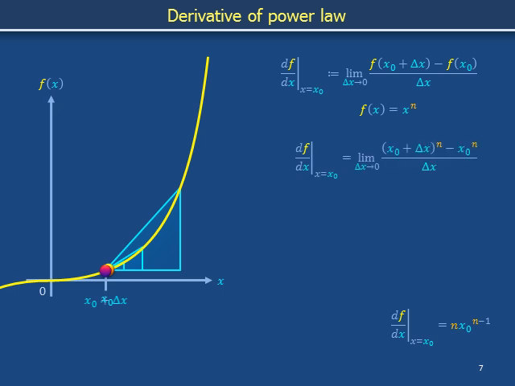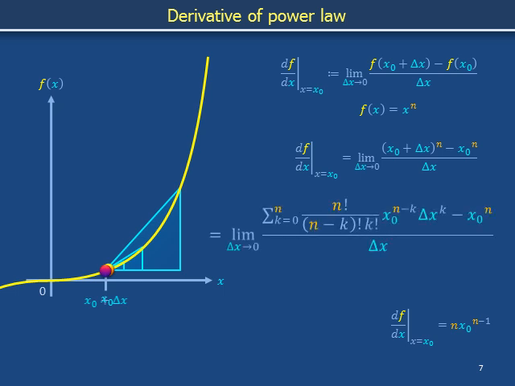Substitute the association rule f of x equals x to the n into the definition of the derivative to get df dx at x equals x naught equals the limit as delta x approaches 0 of the fraction with numerator x naught plus delta x quantity taken to the nth power minus x naught to the n over the denominator delta x. Using the binomial theorem, the term x naught plus delta x quantity taken to the nth power can be written out as the sum from k equals 0 to n of n factorial over n minus k factorial times x naught to the n minus k power times the kth power of delta x.